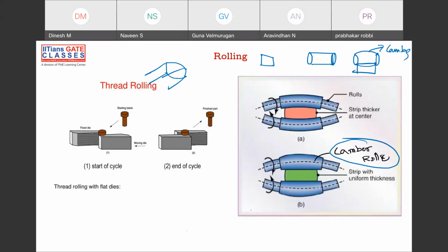Okay, so that is the problem. This is the problem, and this is the solution. Okay, this is the problem here. Solution: by providing camber. Good.